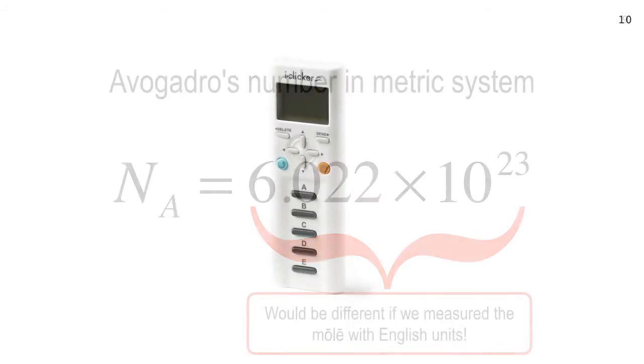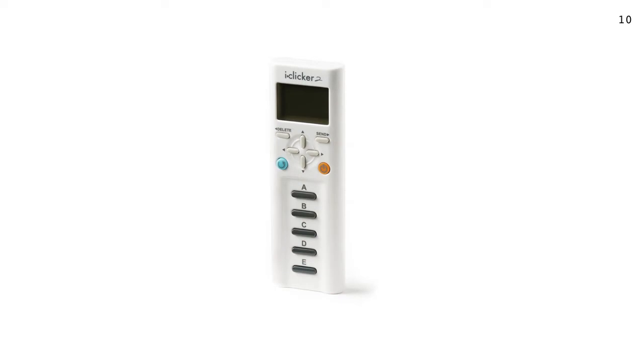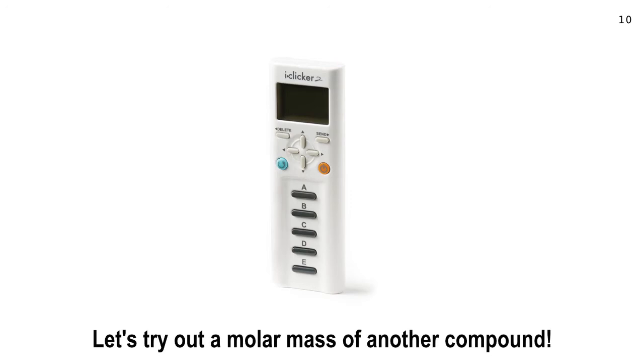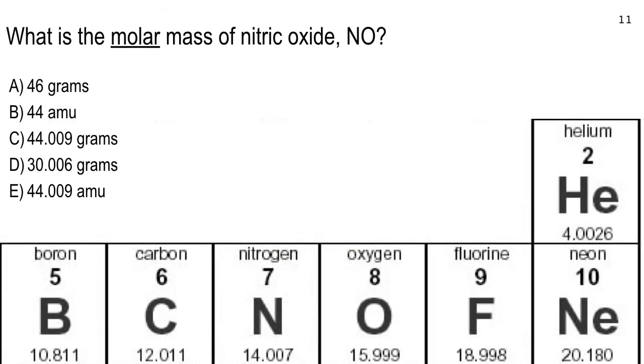Now I have a clicker question for you. Let's try out a computation of a molar mass for another compound. All right, and this is going to be a fairly simple compound. I'm going to give you a little slice of the periodic table. All right, here it is. What's the molar mass of nitric oxide? NO. 1 nitrogen, 1 oxygen. And you've got a slice of the periodic table there. You can figure it out from this. Okay, so take a minute to calculate that.